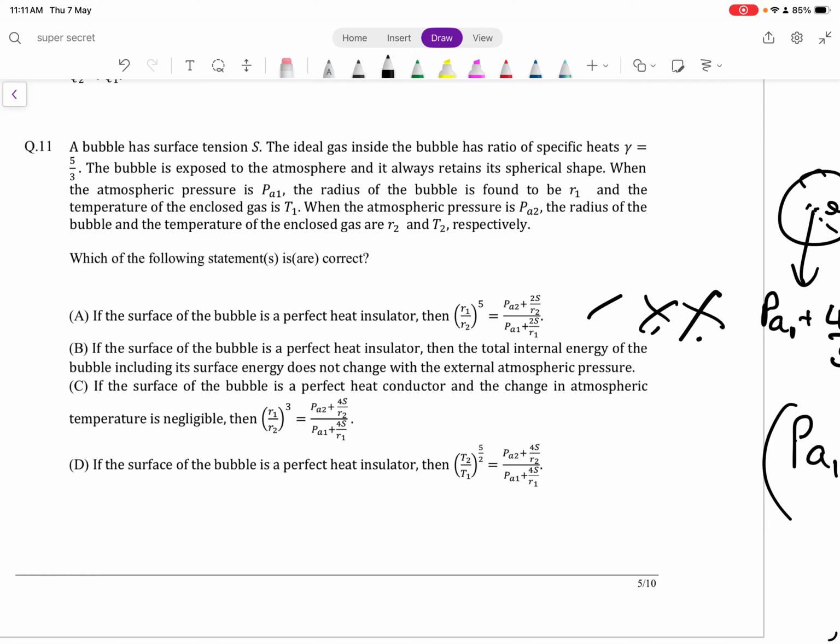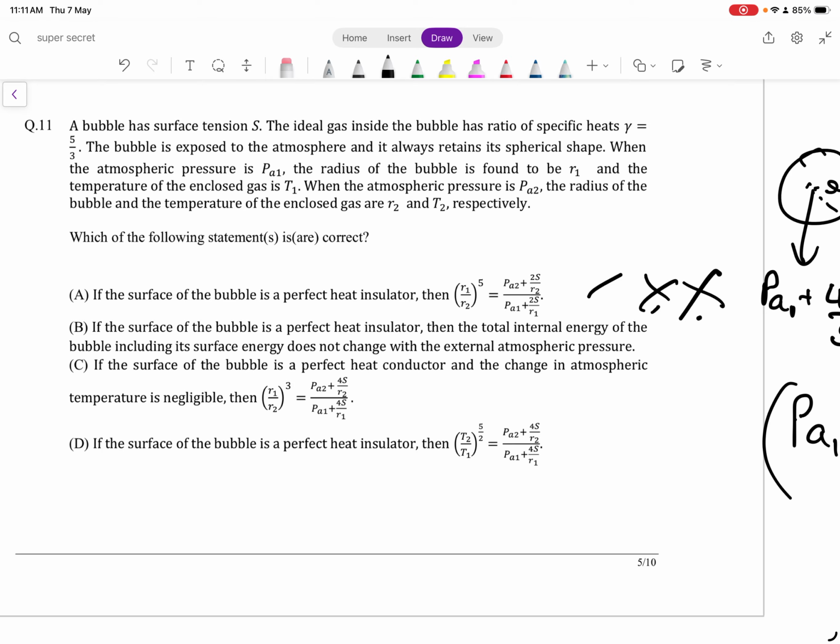If the surface of the bubble is a perfect heat insulator, then the total internal energy of the bubble, including its surface energy, does not change with the external atmospheric pressure. Including the surface energy. Now that's questionable, right? Well, the surface energy does change, of course. That is, the surface energy changes.